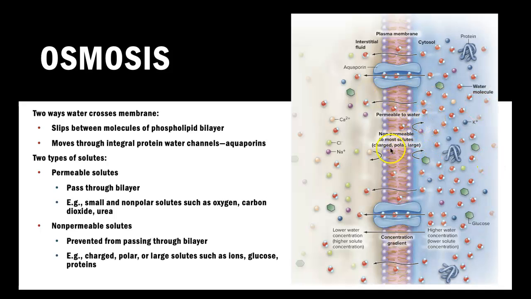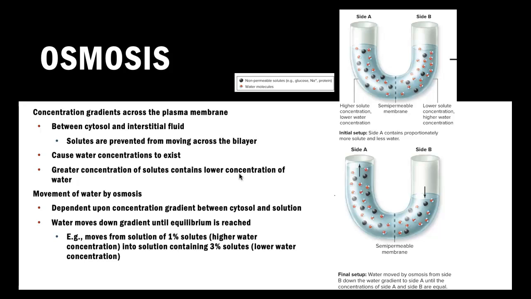So you can see these molecules are kind of being turned away here. So these would include also some charged particles, polar molecules, or large molecules. All right, now that we understand that, let's talk about our concentration gradients across the plasma membrane. So we have this tube here, and this dotted line is representing our semi-permeable membrane. We are going to see substances move through between the cytosol and interstitial fluid.